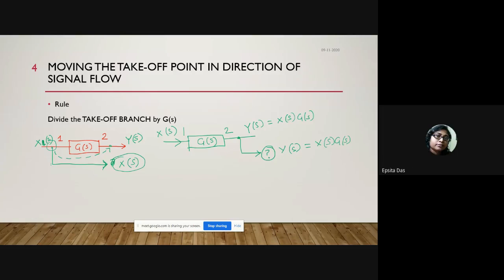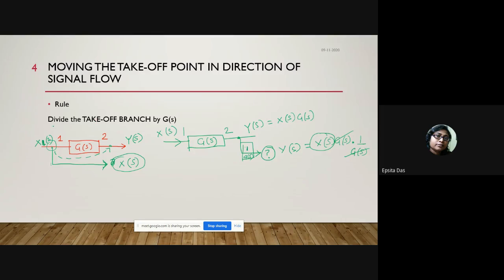I put a block there and write 1/G(s). Exactly. That means if I put another block here and write it as 1 upon G(s), then this Y(s) will be X(s) into G(s) into 1 upon G(s). So it will become X(s). That's why I have written this rule. But if the rule is read without understanding, it will not be clear. That's why this is the explanation.